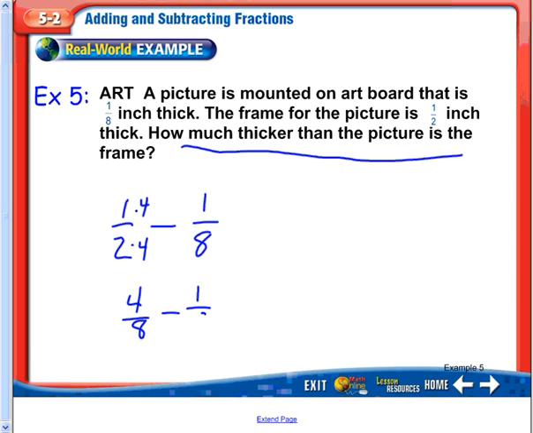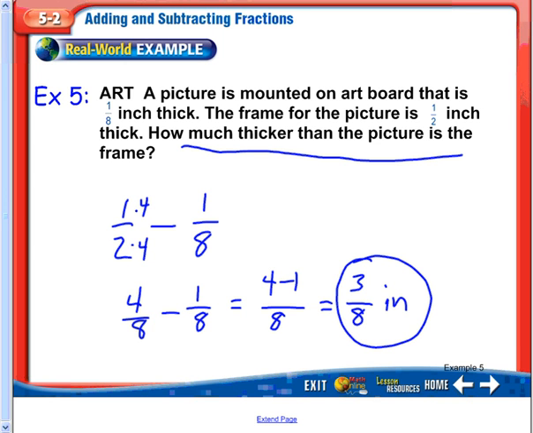So I'm going to get 4/8 minus 1/8. And I can rewrite that as 4 minus 1 all over 8, which can be simplified to 3/8 of an inch. So the frame is 3/8 of an inch thicker than the picture.